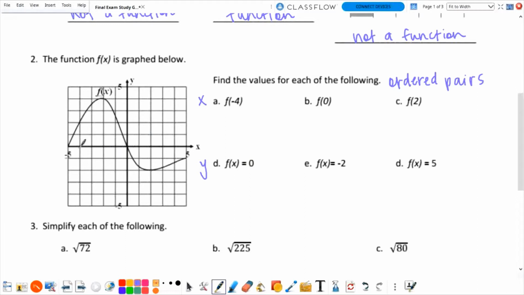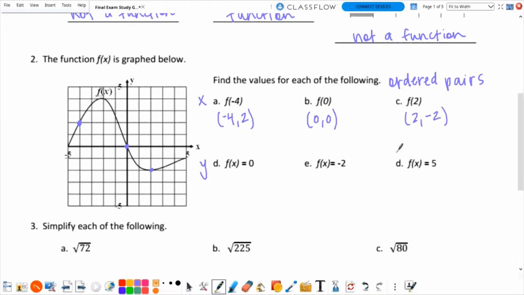So our -4 is right here, and the point with that x value is up 2, so -4 and 2. F of 0, so where x equals 0, right, which is crossing right at that 0, 0 point. F of 2, so our x value of 2, we have to go down 2 to get to the line, so it is 2, -2.